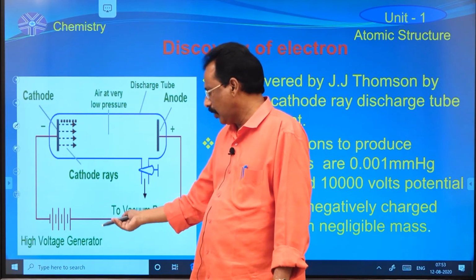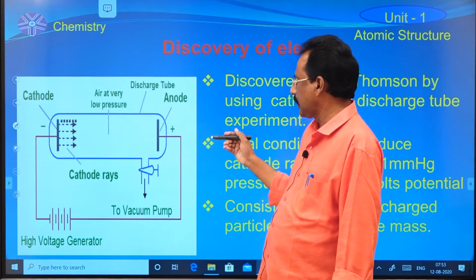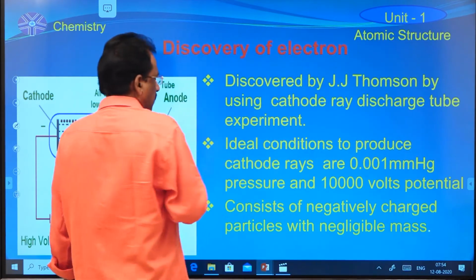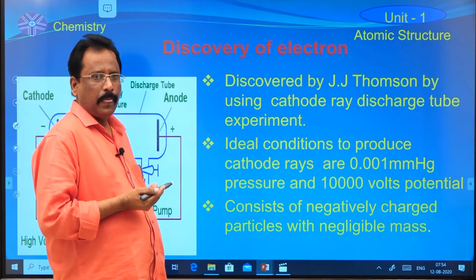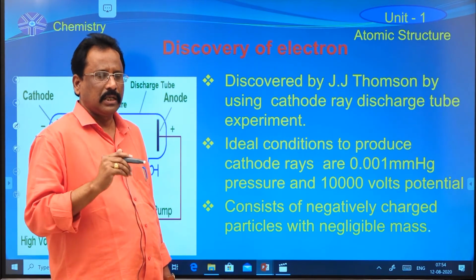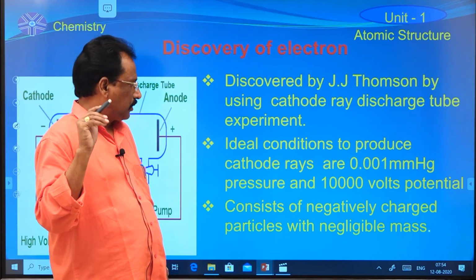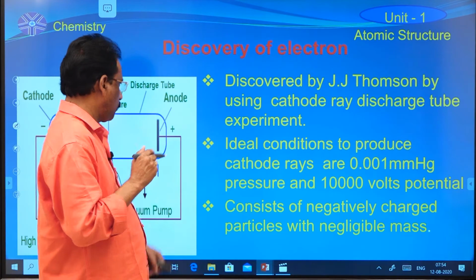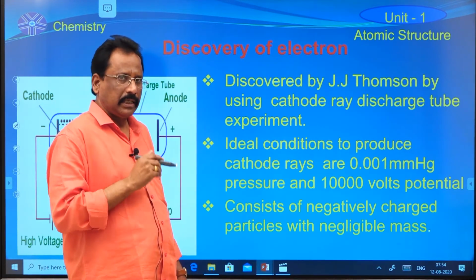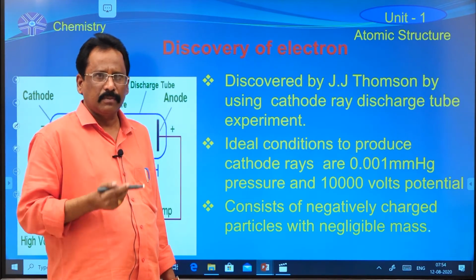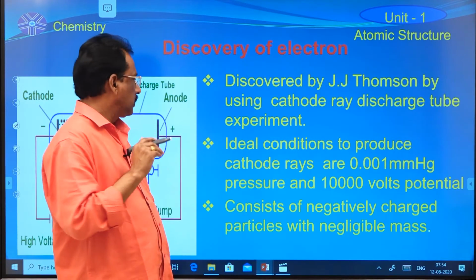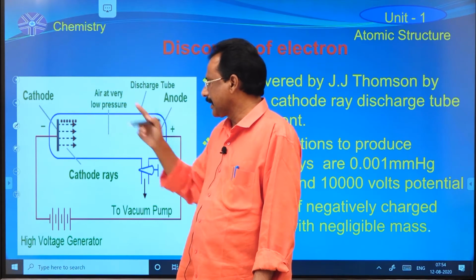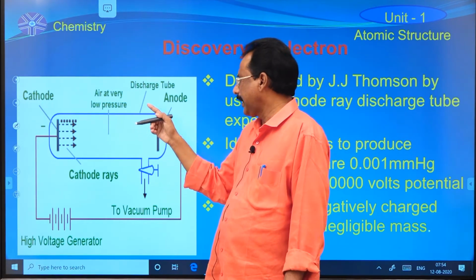This is the high voltage battery to provide about 10,000 volts of electrical current. This diagram indicates the setup for the discharge tube experiment conducted by J.J. Thomson. According to him, when a gas is subjected to electrical discharge at very low pressure, about 0.001 mmHg or 0.0001 mmHg, in this glass tube, and if you apply 10,000 volts of electrical current into that gas, some rays were produced at the cathode. These rays move from the cathode to the anode, indicating these rays consist of negatively charged particles. That's why they are attracted towards the anode.